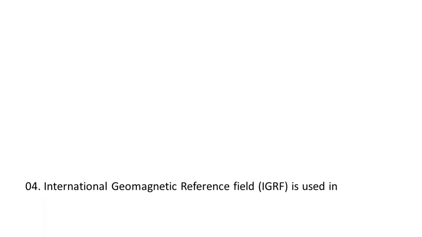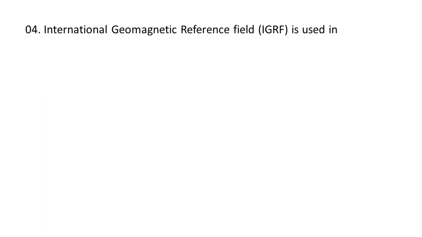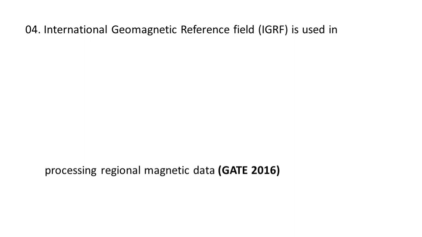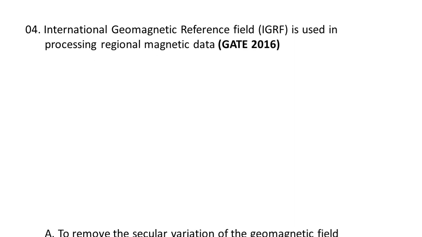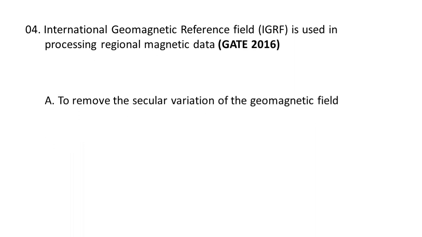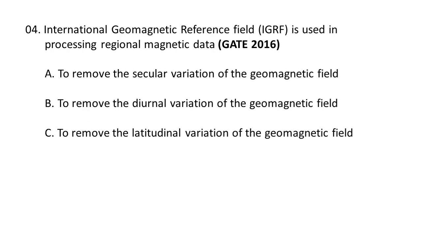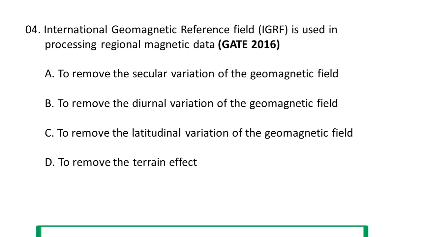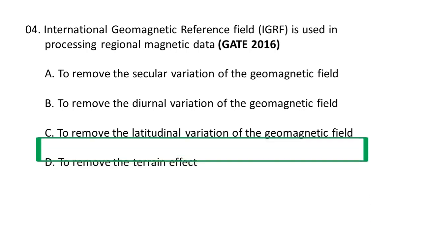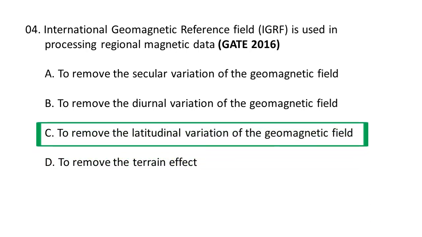Next question. The International Geomagnetic Reference Field, IGRF, is used in processing regional magnetic data. A. To remove the secular variation of the geomagnetic field. B. To remove the diurnal variation of the geomagnetic field. C. To remove the latitudinal variation of the geomagnetic field. And D. To remove the terrain effect. So, IGRF is used in processing regional magnetic data to remove the latitudinal variation of the geomagnetic field. C is the correct option.